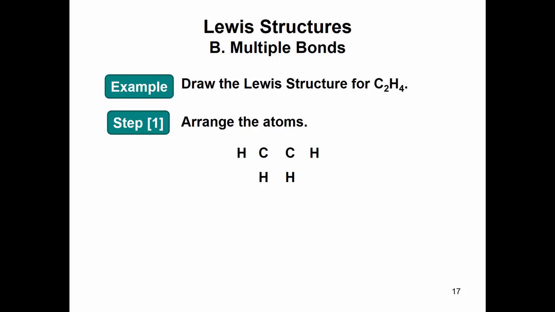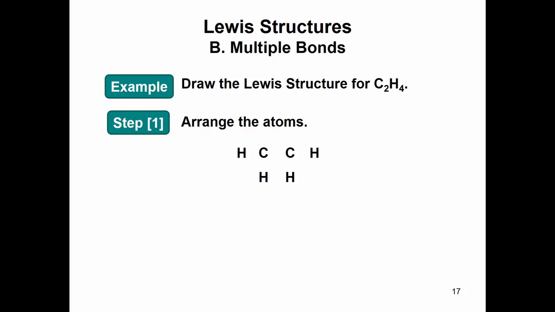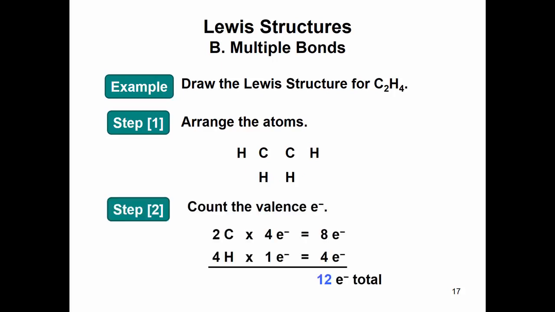So C2H4. Okay, the first thing we do is we arrange the atoms. Okay, it doesn't really matter which order you do 1 and 2, but we think about, okay, we have 2 carbons. We know those like to be in the middle. Okay, so we're going to have to connect those 2 together, and then the hydrogens want to be on the periphery. So there's 4 hydrogens. So that looks good.